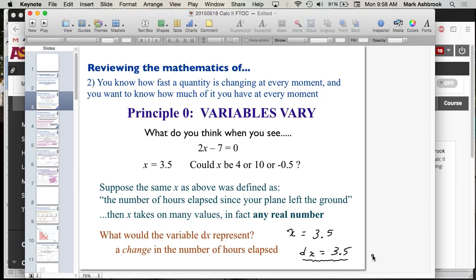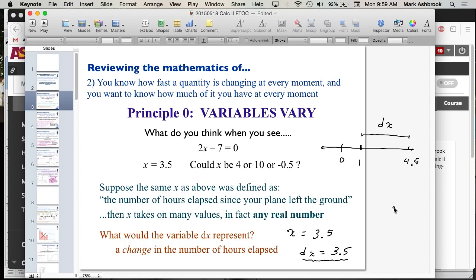No, it's a change in x. So what does that mean, a change in x? Starting from when? Yeah, so it could start from any x value. So this dx of 3.5 could start from, say, 1. All right, and then when would that dx end? At 4.5, right?